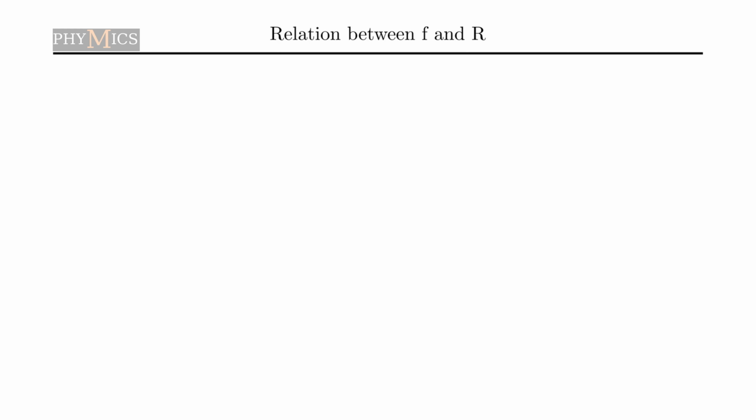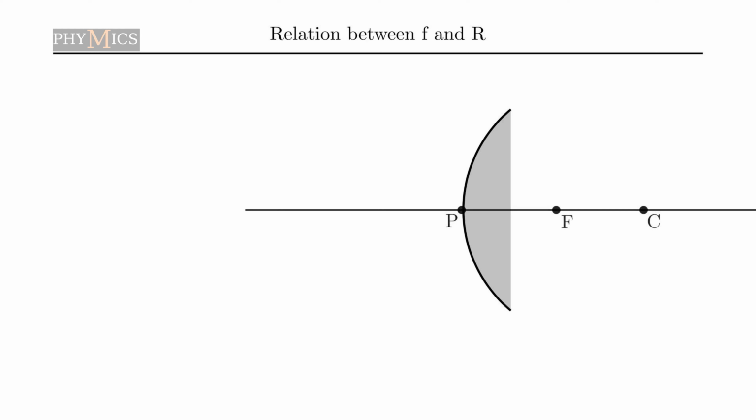Now moving on to the case of convex mirror. Let's see the first method. Consider a convex mirror with center of curvature C, focus at F and pole at P. Draw a normal on the mirror which passes through the center of curvature C. Note that for convex mirror, center of curvature lies behind the mirror.